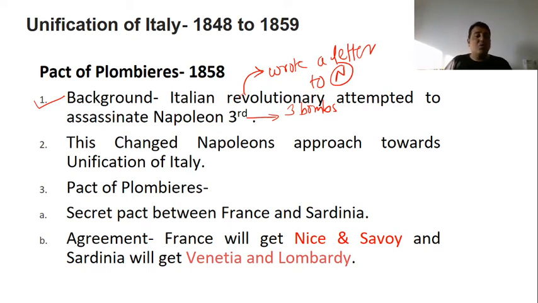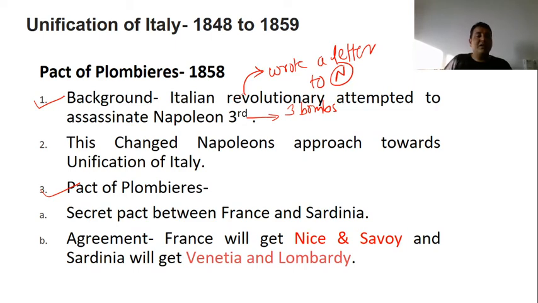So Cavour knew that it is a give and take policy. So Cavour secretly met Napoleon III. Secretly, and that secret meeting is known as the Pact of Plombières, and in that pact some agreements were made.